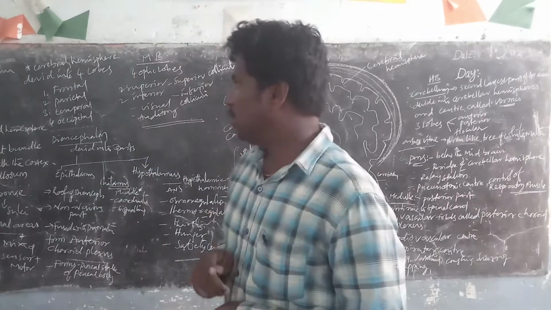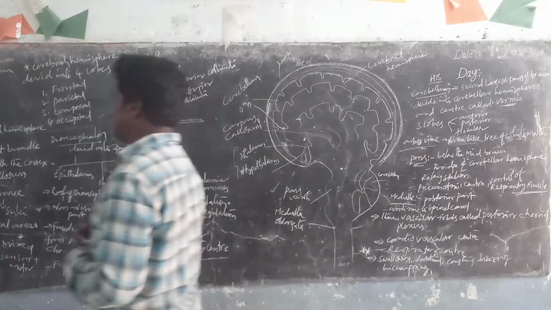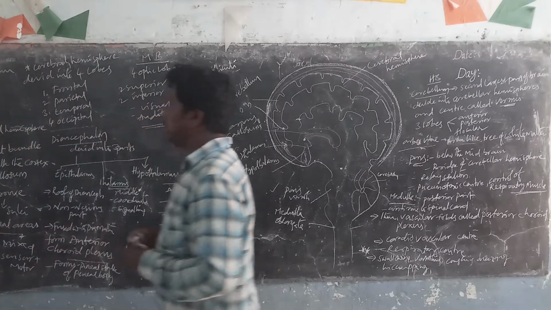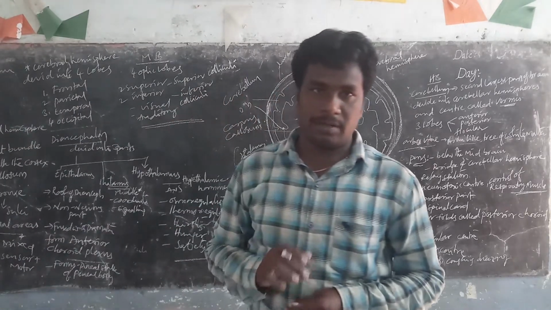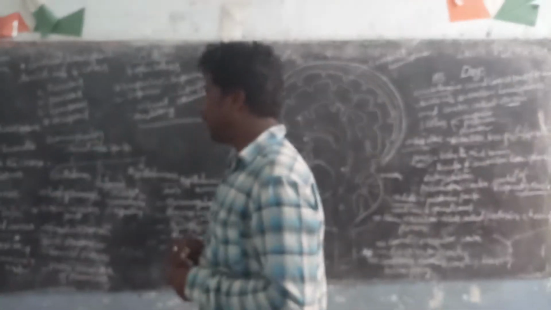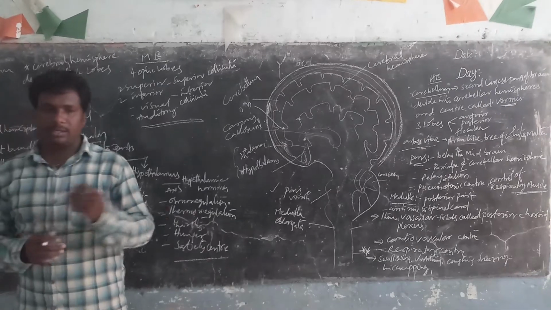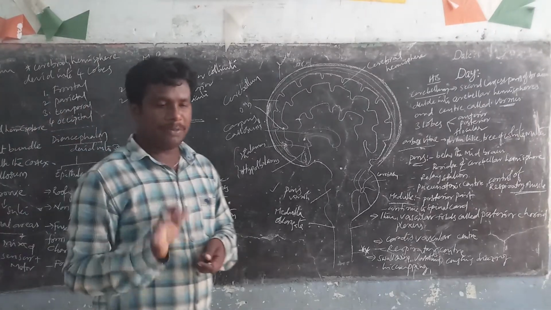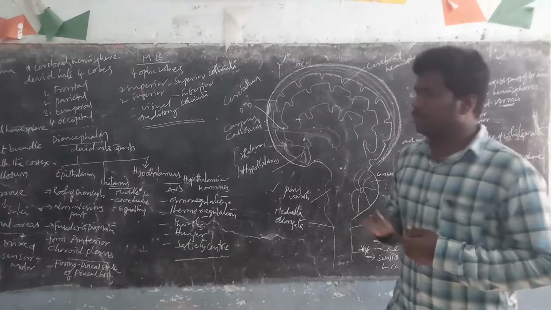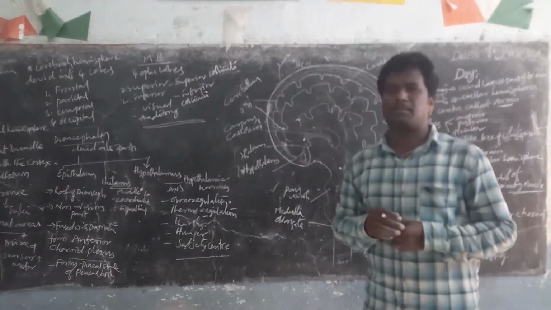Then the another one is the cerebrum. Cerebrum is the largest part of the brain. Here the cerebrum is divided into the left and right cerebral hemispheres.